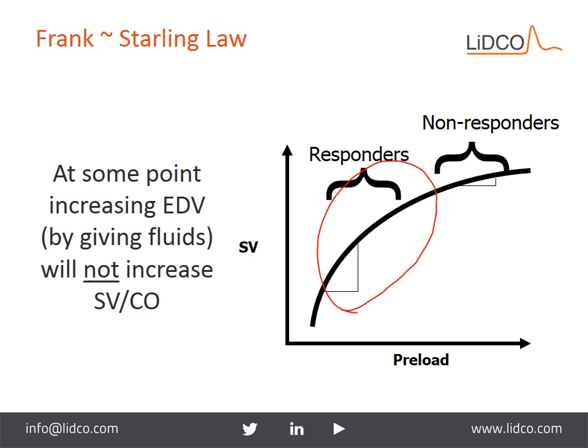However, we also need to know where they are on this curve. Will they respond to fluid? If they are in this area, that's wonderful. We can give fluid. However, if they're in the non-responsive area, which would be a low, less than 10% pulse pressure variation or stroke volume variation, and we're concerned about their perfusion, this would be an indicator to start vasopressors, which could create tone and therefore forward flow.